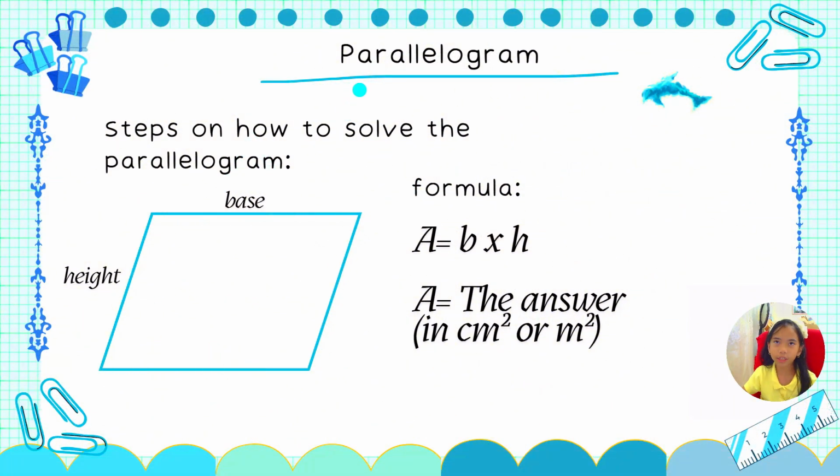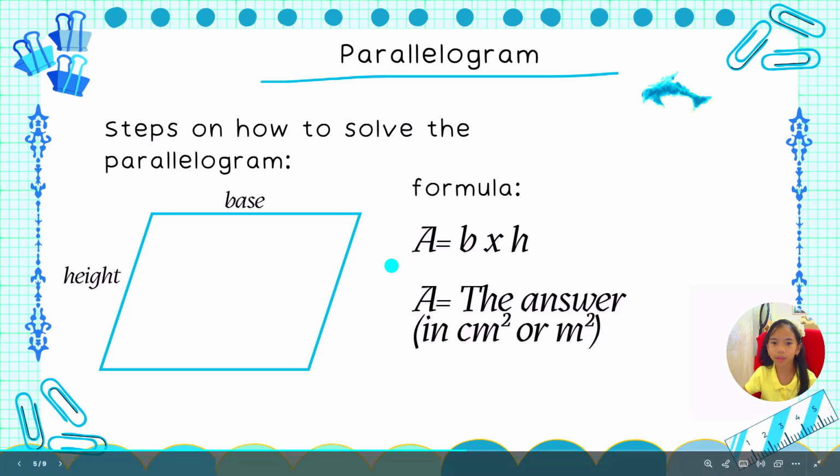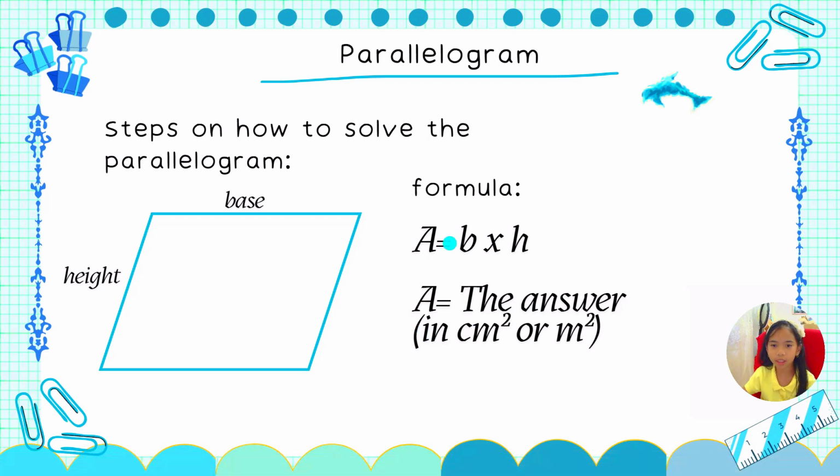So, how can we solve and get the correct area of a parallelogram? Here is the formula to answer it correctly. It says area equals base times height. So, we have to multiply the given base and the given height. After doing that, we can have the answer. And we should write it in centimeter squared or meter squared.